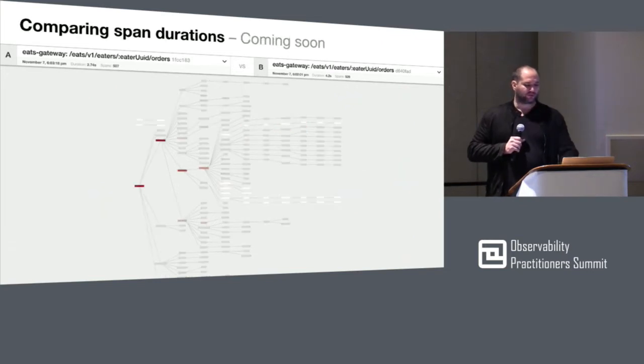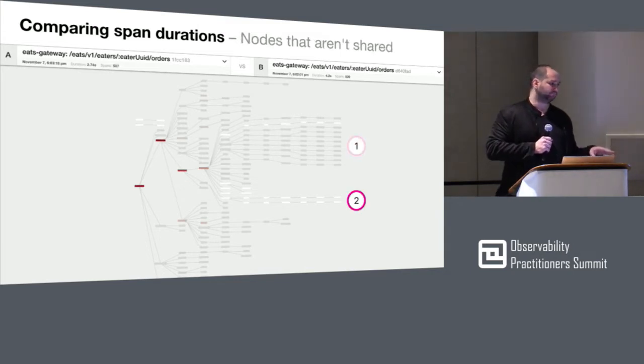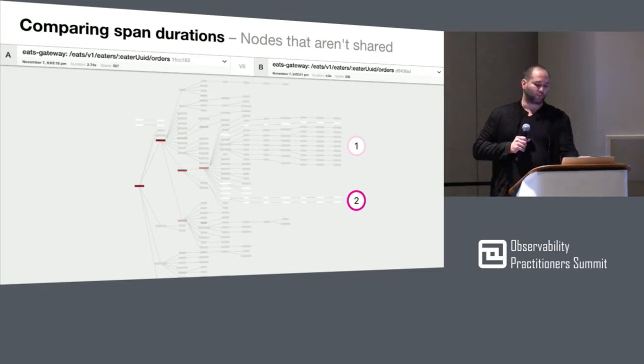But if we switch to this view, which is a comparison based on the average duration of spans in each of these nodes, we get a different story. So these gray nodes indicate that the durations of the spans in the nodes are very, very similar. These white nodes are the section where they don't have anything in common. So the green nodes from the previous slide were only in B, so they're rendered white here because we're not really doing any comparisons there.